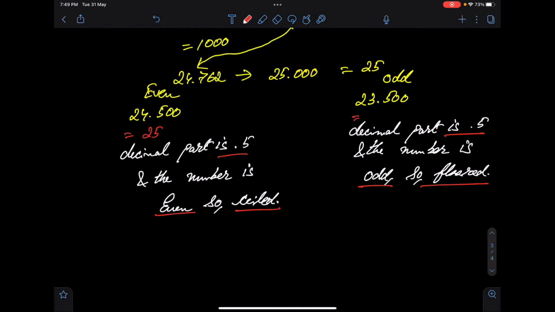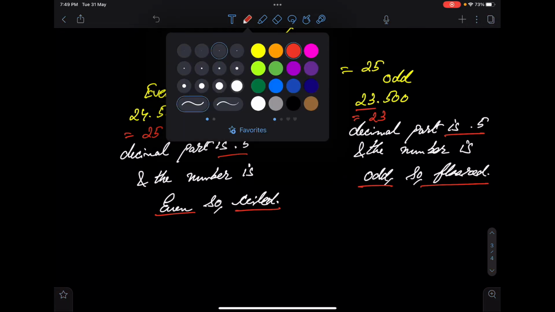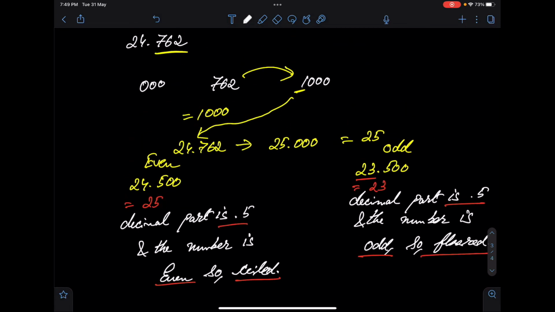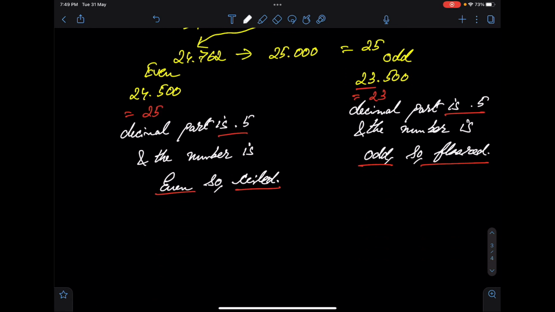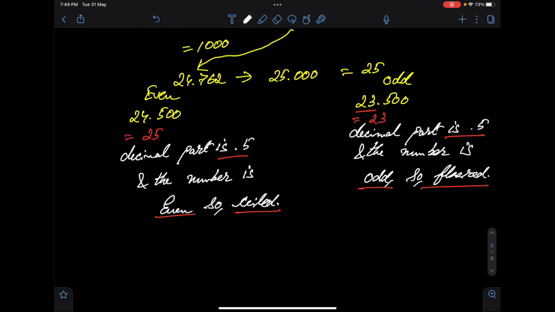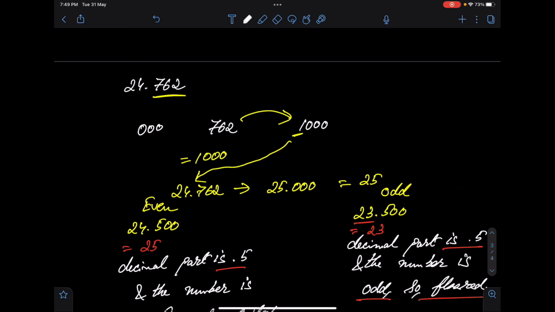Okay, cool. This is the part where students mostly get confused. I even used to get confused when I was a kid. Now I guess I managed to clear the doubt you guys might have had, but if you don't have a doubt, well and good. Anyways, that's it for rounding off decimals.